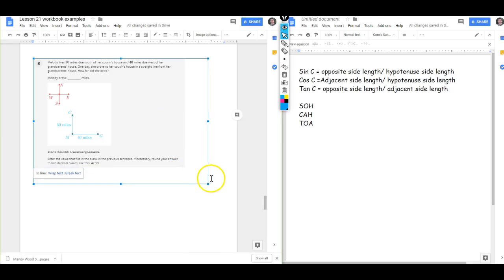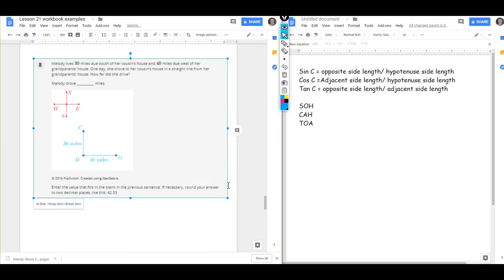Alright, Melody lives 30 miles due south of her cousin's house and 40 miles due west of her grandparents' house. One day she drove to her cousin's house in a straight line from her grandparents' house. How far did she drive? Melody drove blank miles. Enter the value that fills in the blank in the previous sentence. If necessary, round your answer to 2 decimal places.